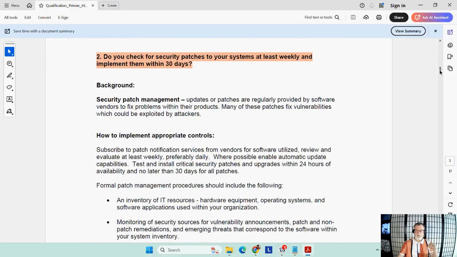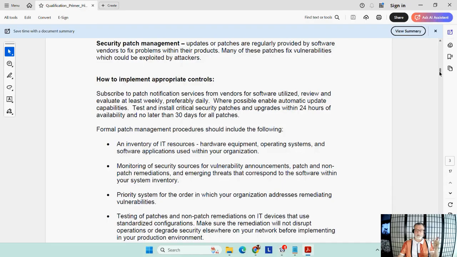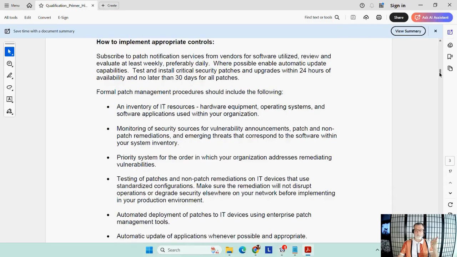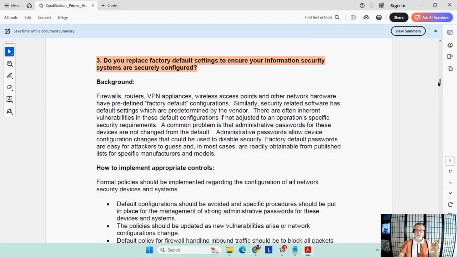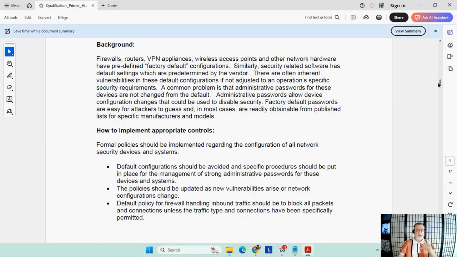And goes through. Here's number two. Do you check for patches? Patch management, appropriate controls, and here's the NIST.gov resource that refers to it. Next one, factory default settings. And it says why it's not a good idea to have anything with factory default settings.